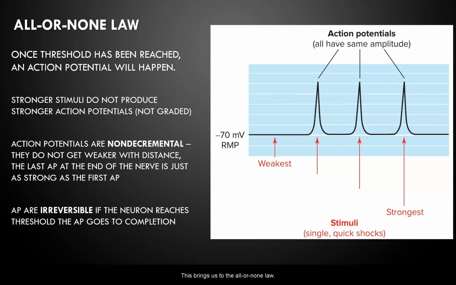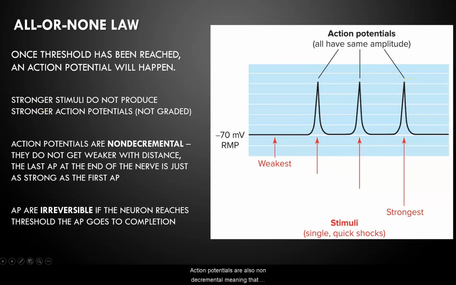This brings us to the all or none law. Once threshold has been reached, an action potential will happen. A stronger stimulus will not produce a stronger action potential because action potentials, unlike local potentials, are not graded. So what you can see here is that on this x-axis here, the stimulus gets stronger and stronger as you go to the right, but the action potential, all of them have the same amplitude. So this one did not meet threshold potential. This one finally does, and it still reaches the same even when the stimulus gets stronger.